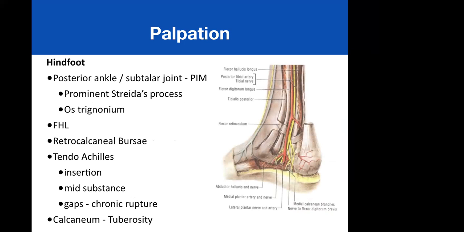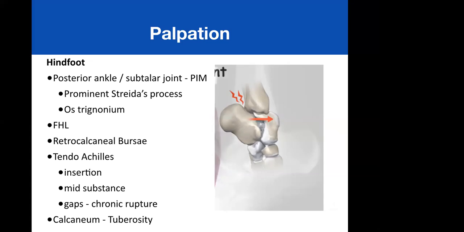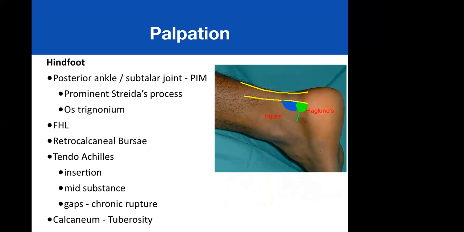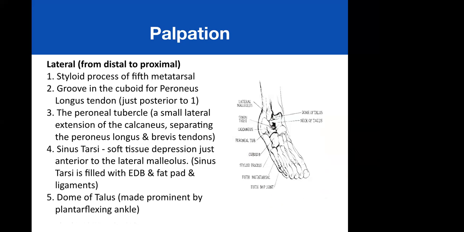Coming hindfoot, look back of the ankle, look for posterior ankle or subtalar joint impingement, prominent Stieda's process. There is an FHL tendon that comes there at this point. That's the number 2 is the FHL tendon, which is like the lighthouse. Retrocalcaneal bursa and the Haglund's can be painful. Tendo Achilles needs to be palpated for insertion, mid substance, if there is any gap of chronic rupture. And the Haglund's bump. Palpation on the lateral side will be the distal end of fibula, where you go in from the styloid process of the 5th metatarsal into the cuboid for the peroneals, peroneal tubercle, and sinus tarsi.